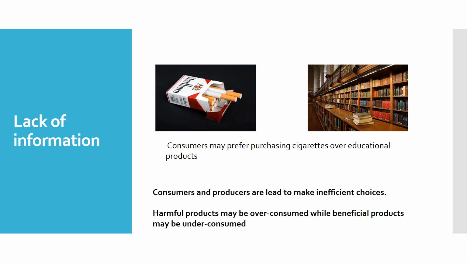Finally, we can also consider that certain products or services are consumed a lot more in comparison to others. For example, in economics, we have harmful products that may be consumed by consumers just because they are demanded more. We can think of cigarettes and compare them with educational products. In certain circumstances, consumers often prefer to purchase cigarettes in comparison to studying or buying educational products. Therefore, this leads to harmful products being overconsumed while beneficial products are underconsumed.